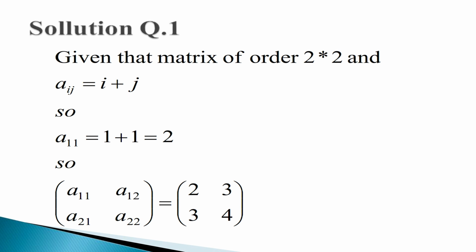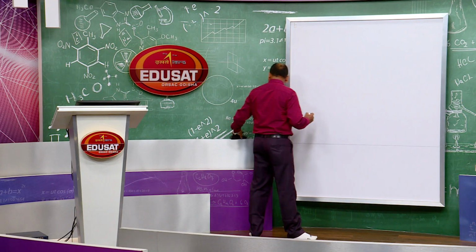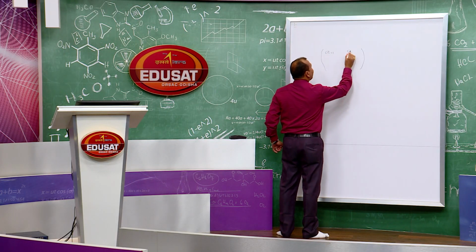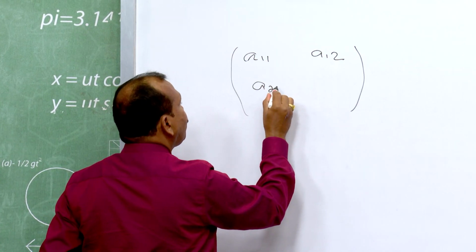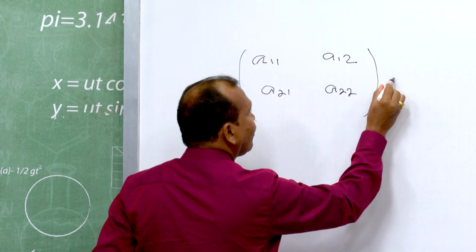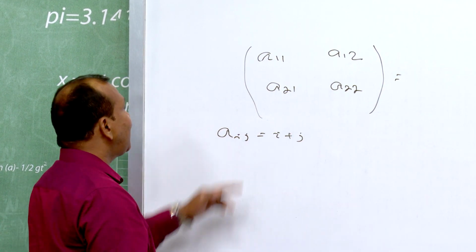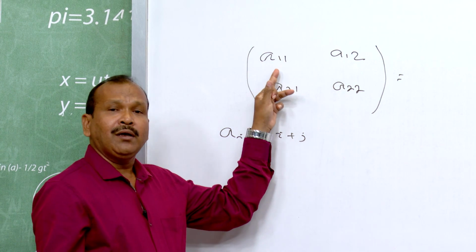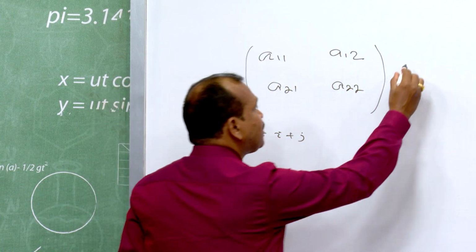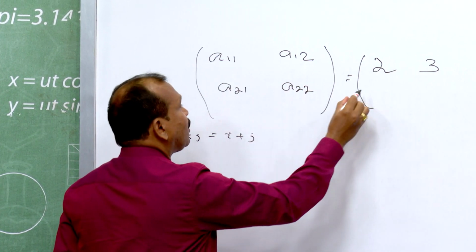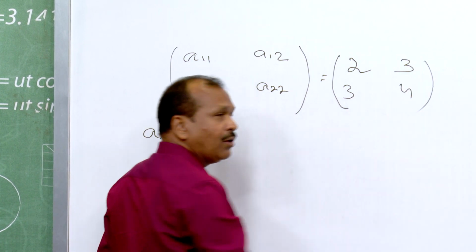Given a matrix of order 2 cross 2, the elements are Aij, which is equal to i plus j. The 2 cross 2 matrix is given by A11, A12, A21, A22. Here Aij is given as i plus j. In that case i becomes 1, j becomes 1. That becomes 1 plus 1, which is 2. 1 plus 2 is equal to 3. 2 plus 1 becomes 3 and 2 plus 2 is equal to 4.